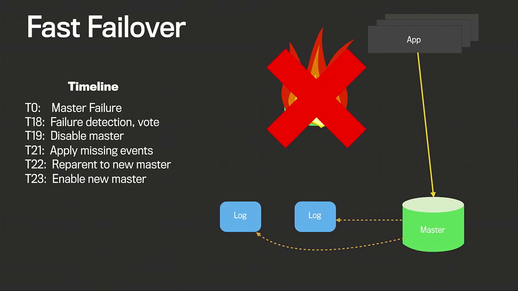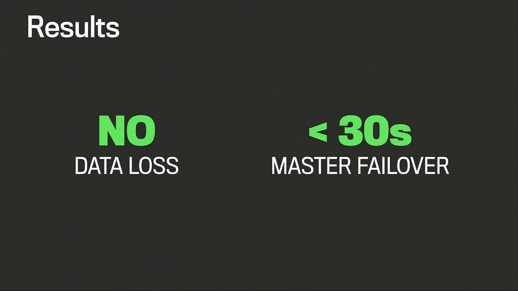So the results of this new fast failover system: 2 things. First, no data loss. Because of the semi-sync, we can guarantee that there's definitely no data loss on our systems. And the second thing is under 30 seconds for master failures. Completely automated, everything kicks off because of the way we've set this up with the no data loss.